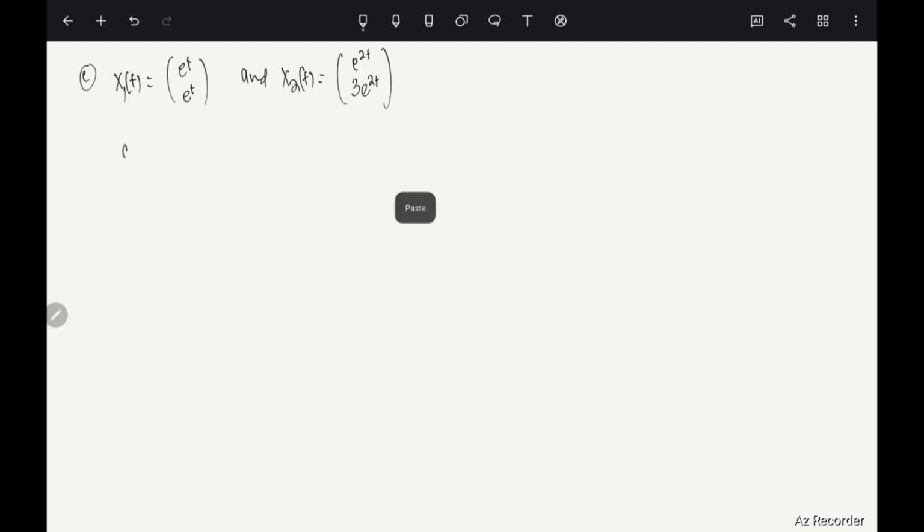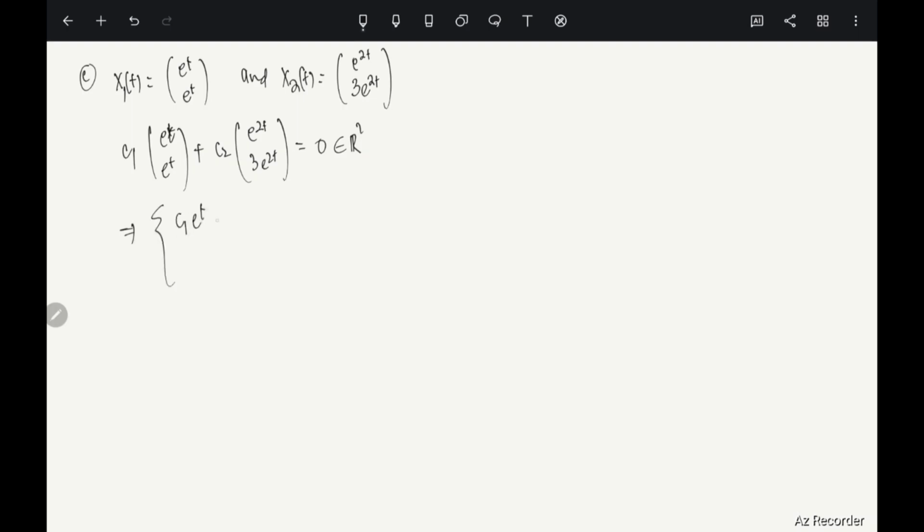So basically c1 times e to the power t, e to the power t plus c2 times e to the power 2t and 3 e to the power 2t equals, let's say, 0. So you do realize this 0 is in R2. Okay, it's a 0 of R2, not like 0 0, right? So this will actually imply two things, right?